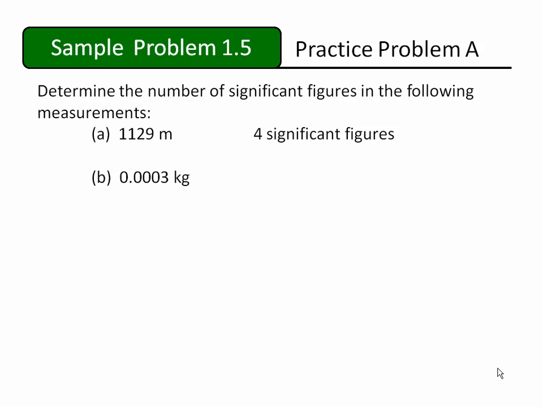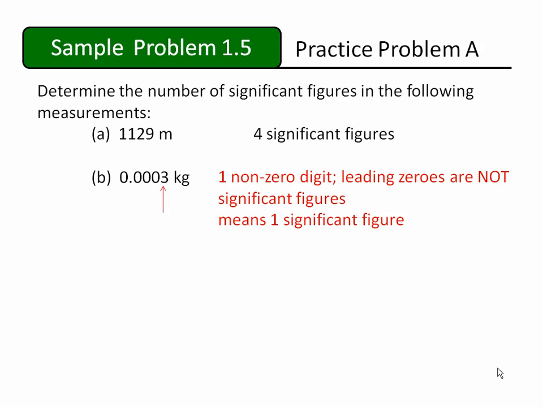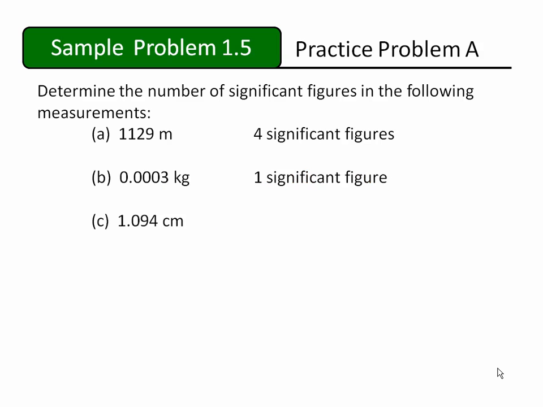Part B asks us to consider 0.0003 kilograms. We see some zeros in this value. We have a 3, and that is a non-zero digit. We also see 3 leading zeros, 3 zeros that come before a significant figure. Leading zeros are never considered significant figures, and the value 0.0003 kilograms has 1 significant figure.